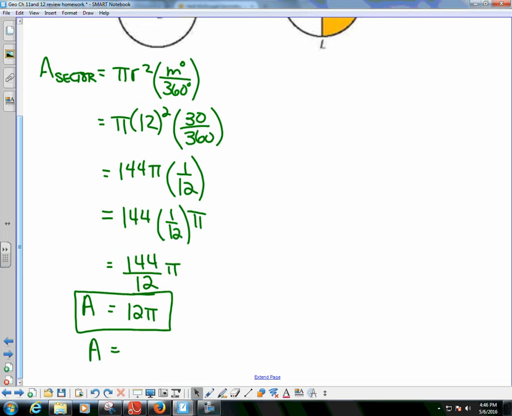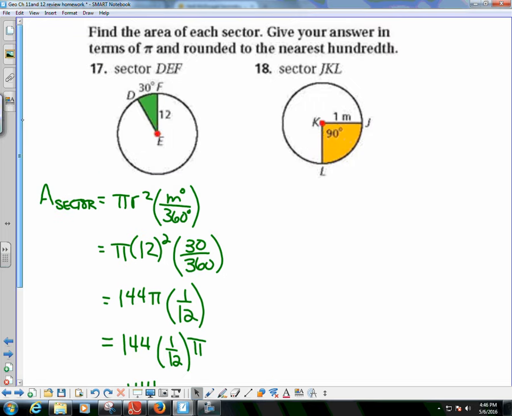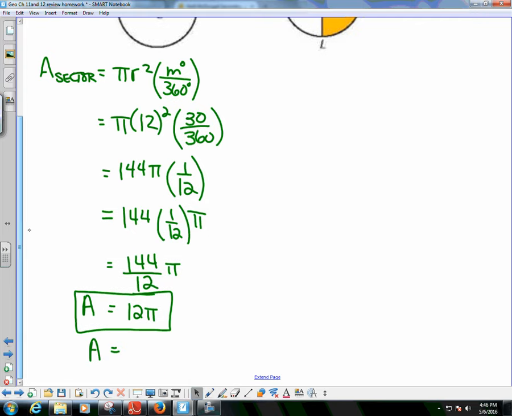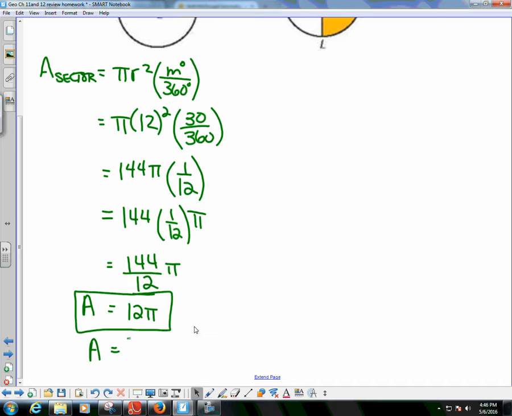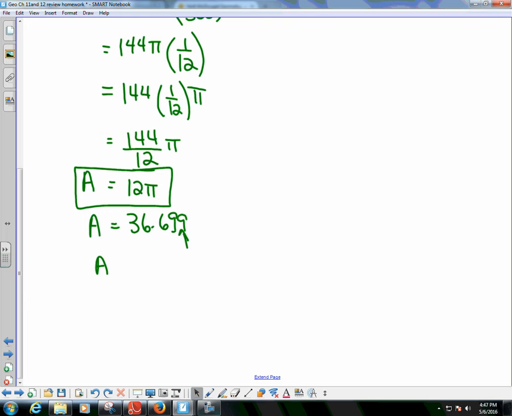My area to the nearest hundredth, I'm going to come to my calculator and say 12 pi and hit enter. 37.699. I'm going to look at my third digit, and that tells me what to do about my second digit. So I'm going to say my area is approximately 37, nope, because that 9 rounds that 9 up, we get 37.7 square units.